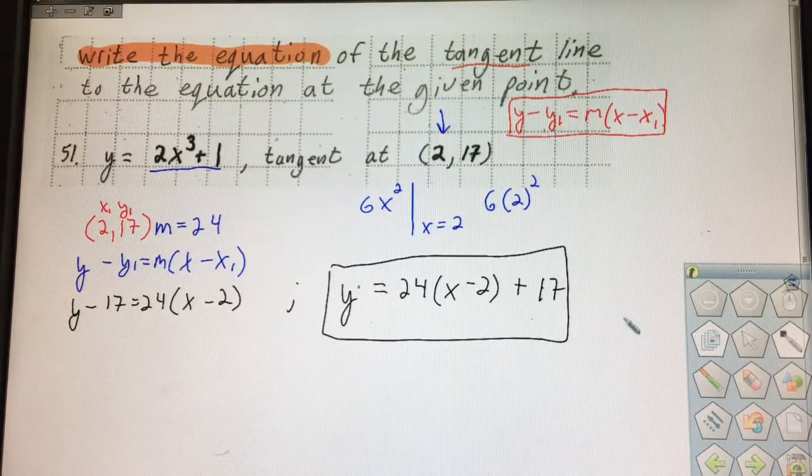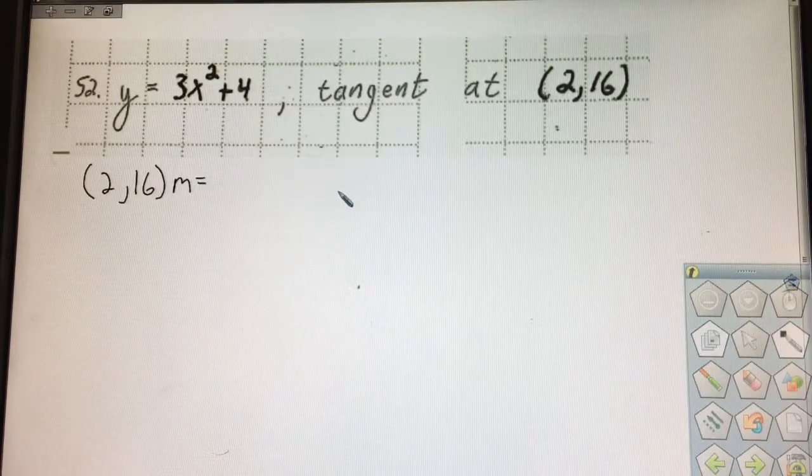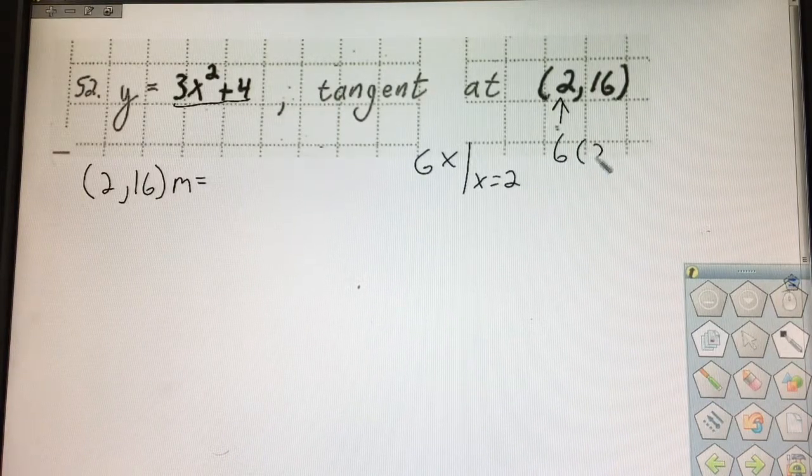Number 52. Again, I have a point. Notice the point is 2, 16. I now need the slope. And in calculus, there are 3 ideas: limits, which are closeness, antiderivatives, which are area, and derivatives, which are slope. So to find the slope for this equation, I have to take the derivative of this, which is 6x, evaluated at x equals this x value of 2. Well, that's easy enough. 6 times 2 equals 12. So my slope is 12.